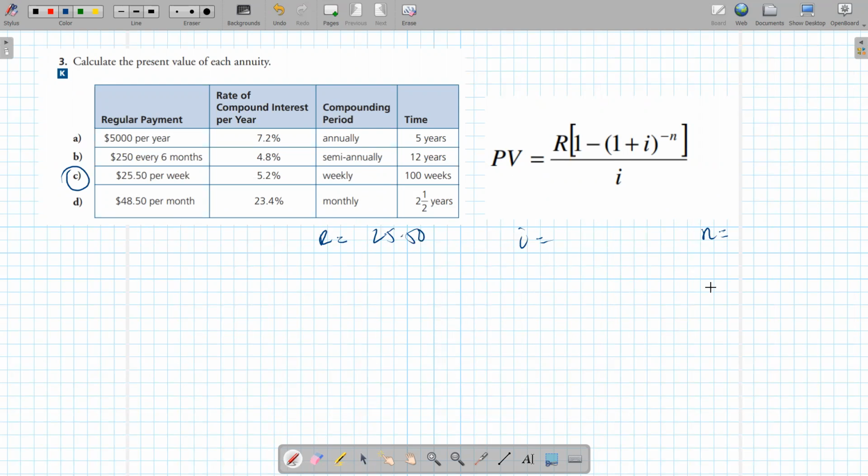I is 0.052. Okay, divided by what? How many weeks in a year? 52. Okay. 52 weeks in a year. So 0.052 divided by 52. So that gives us 0.001. Okay, what's the N value for C?